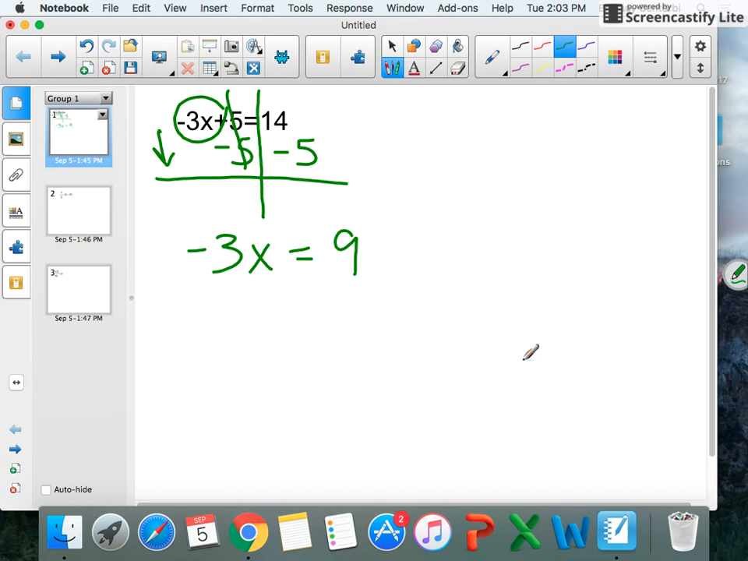Now we are at a one-step equation, so that's going to be our goal. We're going to get multi-steps and two steps, and our end goal is always going to be to get it to a one-step equation, and it's nice and easy to solve. So again, here I have a negative 3 attached to my x, and it's multiplication. So the opposite of multiplying by negative 3 is dividing by negative 3. So you're going to divide both sides by negative 3, and then you get x equals negative 3 as your final answer.